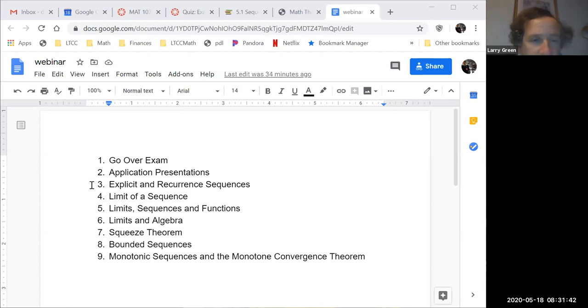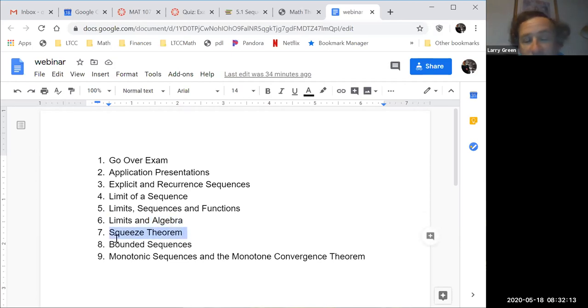So we'll start with explicit and recursive sequences. Today's all about sequences, by the way. And then we'll talk about the limit of a sequence. Then we'll look at the relationship between limit sequences and functions. And then we'll look at how limits change based on algebra, what you can do. And then we're going to have the squeeze theorem for limits.